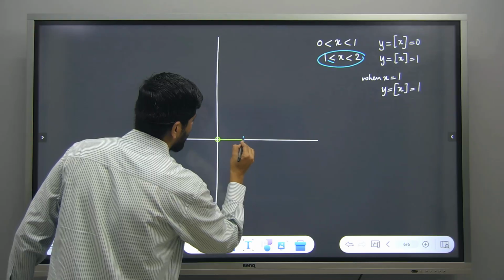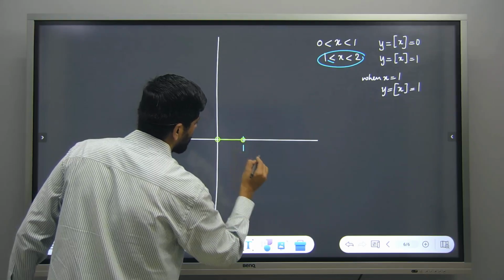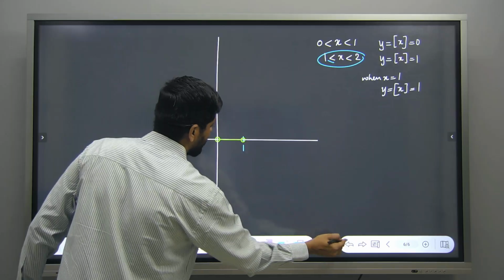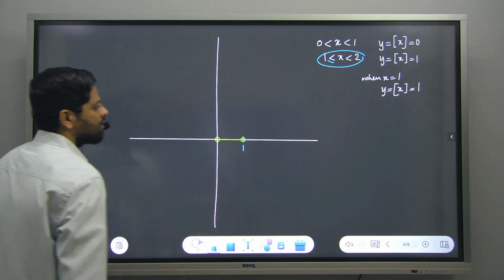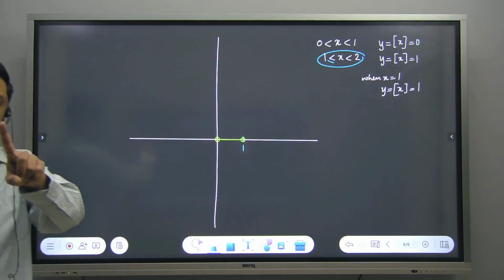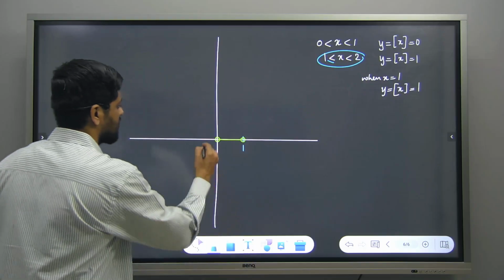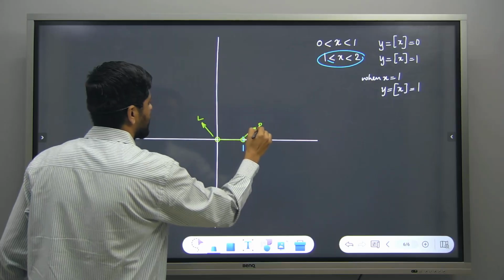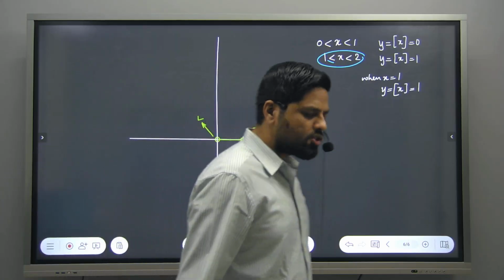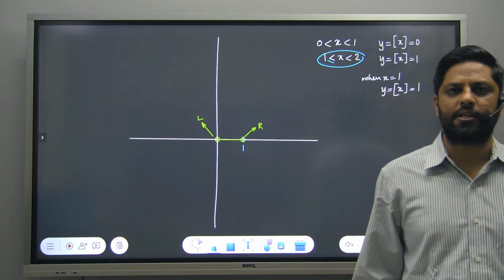The value of y will be 1. Now, out of these two circles, one circle is shaded and one circle is unshaded. Can you tell me, should the left circle be shaded or the right circle be shaded?